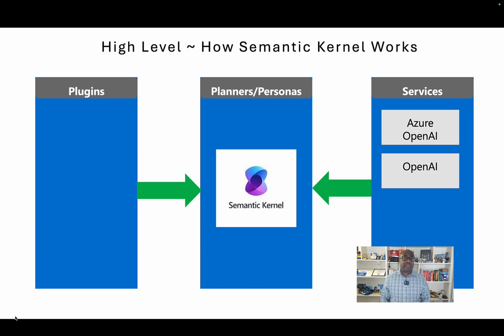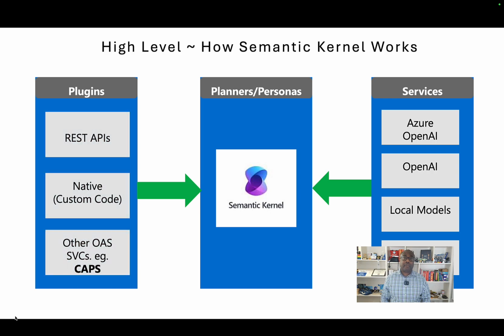To start, services can be like Azure OpenAI, it can be like OpenAI chat completion, or it can be a local model, like what you see me doing sometimes in my videos. Or it can just be about any service that you want to serve up using dependency injection. Plugins are going to just invoke functions, and they can be best served via a REST API, native code that people already have in the field, or other OpenAPI services like CAPs, what we're going to be talking about here today.